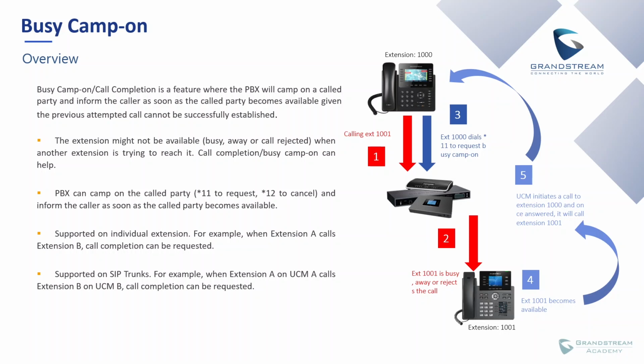As you can see in the figure on the slide, when trying to reach an extension which is already busy, the caller could request the UCM 6000 to camp on the called party by dialing the call completion request code. Then the UCM 6000 will give a call to the caller as soon as the called party becomes available, by answering the call from the UCM 6000. A call from the caller to the called party will be initiated automatically by the UCM 6000 to complete the call. The question here that we ask is, how does the UCM determine if the called extension is available? This is what we're going to see in the next slide.